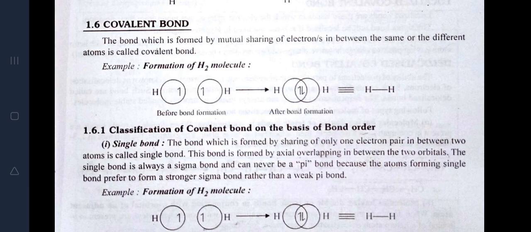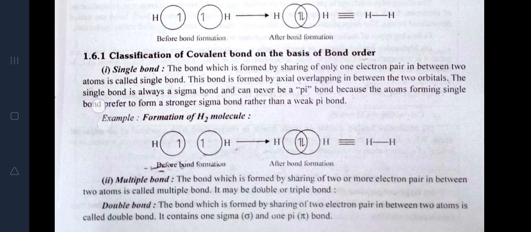Classification of covalent bond on the basis of bond order. First of all, single bond. The bond which is formed by the sharing of only one electron pair between two atoms is called a single bond. This bond is formed by axial overlapping between two orbitals of the two atoms. The single bond is always a sigma bond and can never be a pi bond, because atoms forming a single bond prefer to form a stronger sigma bond rather than a pi bond.